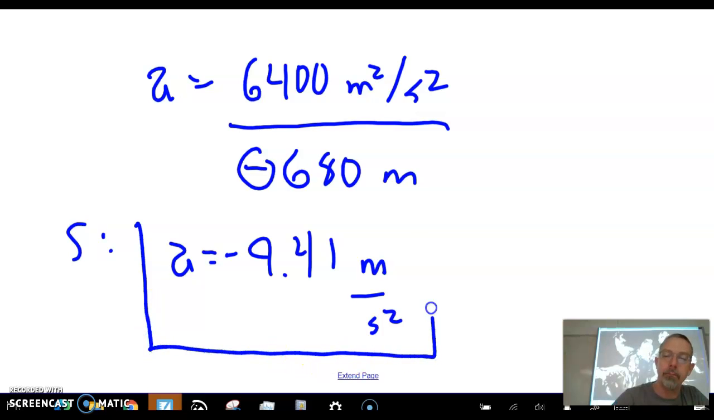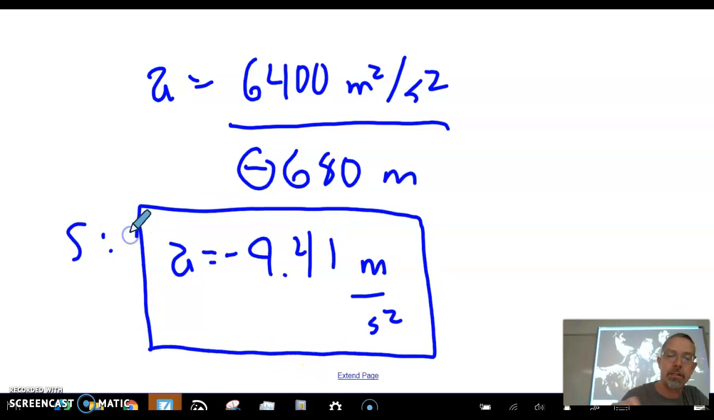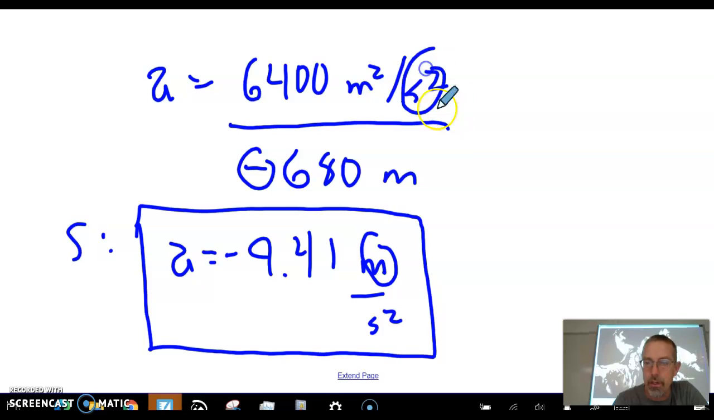Whenever you solve a problem, please box up your answer. That's what they're going to expect on the AP test. But you'll see the nice thing here is a meter squared over meter. That's why we end up with just meters in the numerator. This second squared flops down there. So that is going to be our answer.